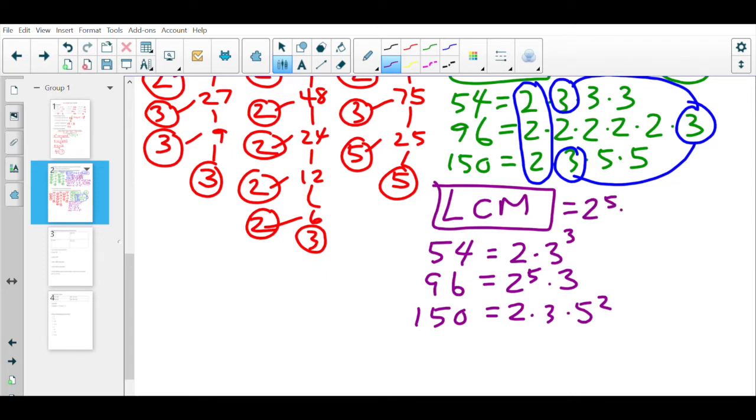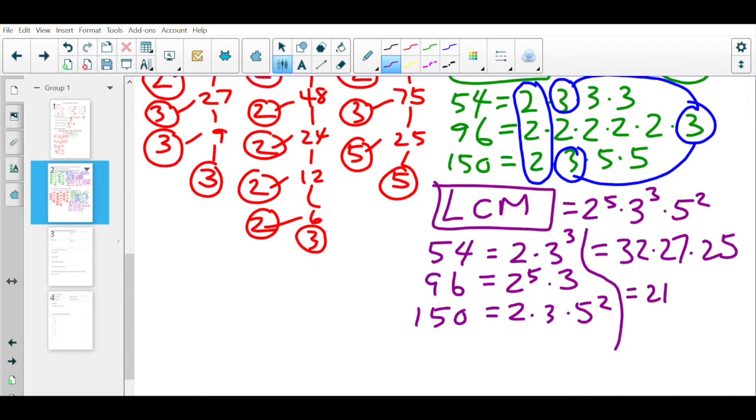What's the highest exponent of the prime factor of 3? It's 3 to the 3rd. And finally, what's the highest exponent of the prime factor of 5? And that's 5 squared. So the LCM is 32 times 27 times 25, and let me do that on my calculator. 32 times 27 times 25, it's 21,600. Okay, and that is your least common multiple.